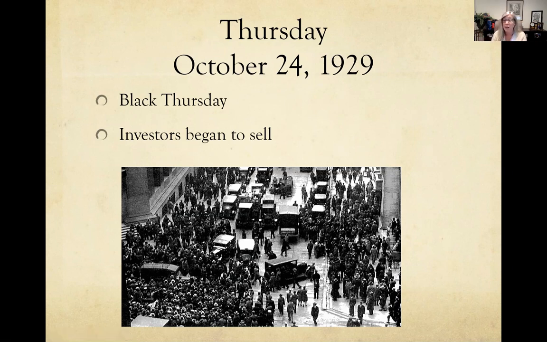Oh, the stock prices are falling. So they go home and they start talking about it. And then the newspapers report on this on Friday, October the 25th. So this is what's happening in New York City. The story, people are like, oh, the stock prices are falling. It's reported across the country on Friday, October the 25th.